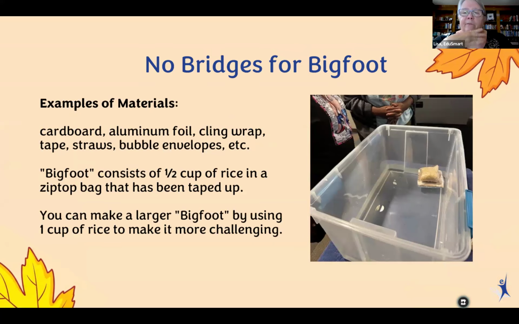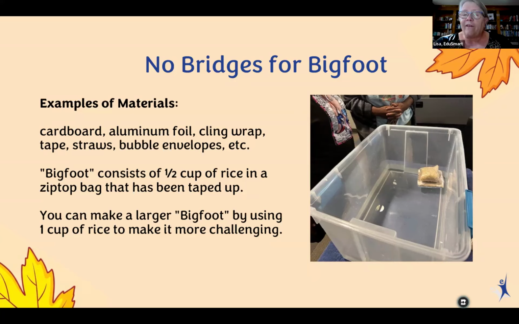These are some examples of materials I've used doing teacher workshops with this: cardboard, aluminum foil, cling wrap, tape, straws, bubble envelopes, etc. Mainly I just save Amazon packaging in a tub and bring it with me. And your Bigfoot model is also very simple. I just put a half cup of rice in a zip-top bag and then taped it up so it's like a square. And that's Bigfoot.